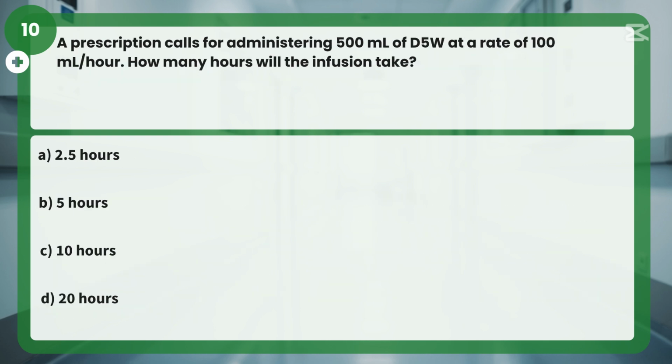Question 10. A prescription calls for administering 500 milliliters of D5W at a rate of 100 milliliters per hour. How many hours will the infusion take? A. 2.5 hours. B. 5 hours. C. 10 hours. D. 20 hours.